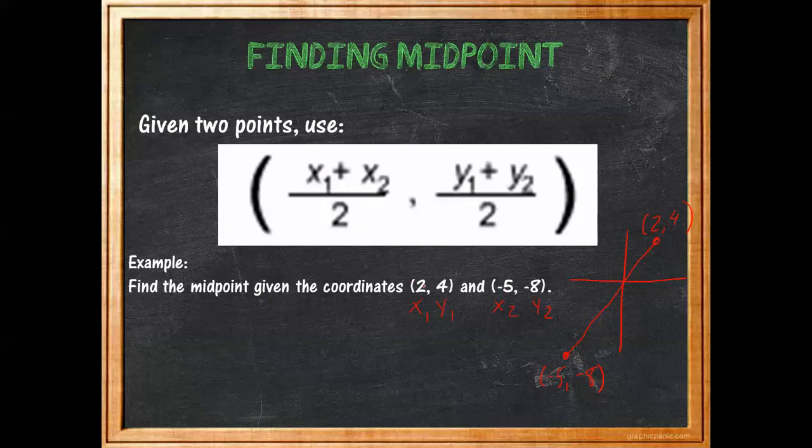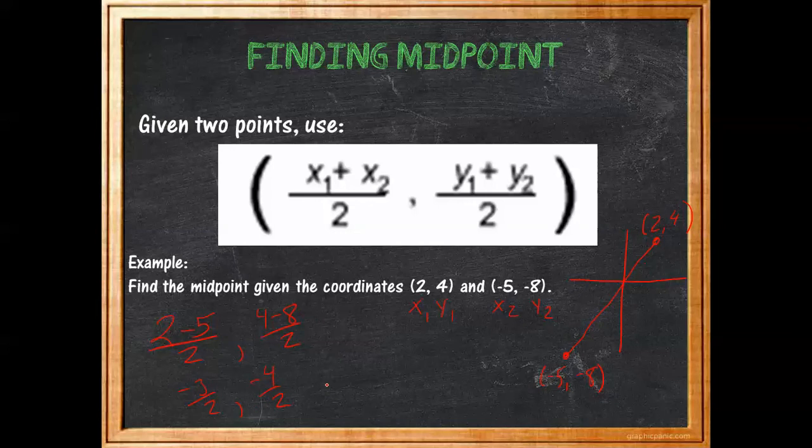x1 plus x2, so 2 plus a negative 5. Plus a negative means minus, so this is just 2 minus 5 divided by 2 to give me my x point. And then my y point, 4 plus a negative 8, is just 4 minus 8 divided by 2. So 2 minus 5 is negative 3, so we have negative 3 over 2. And 4 minus 8 is negative 4, so that's negative 4 over 2.